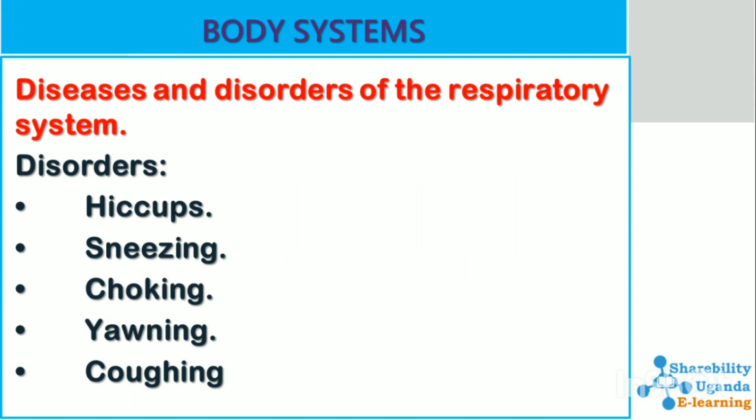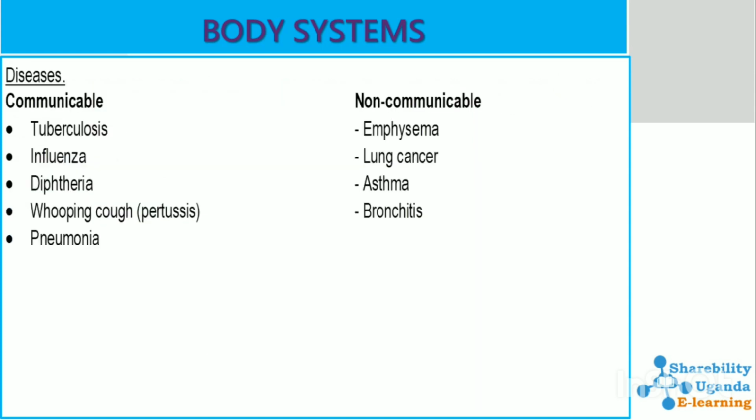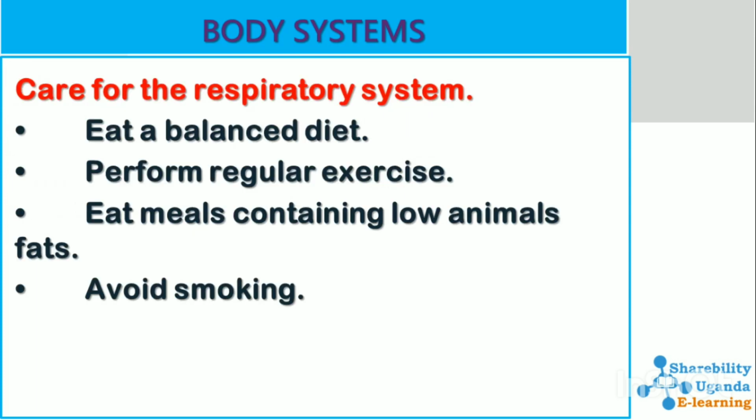Diseases and disorders of the respiratory system: the disorders include hiccups, sneezing, choking, yawning, and coughing. Whereas the diseases include tuberculosis, which is a communicable disease, meaning it can be transferred from one person to another, influenza, diphtheria, whooping cough, and pneumonia. Then the non-communicable diseases, or diseases that cannot be transferred from one infected person to another, are emphysema, lung cancer, asthma, and bronchitis.